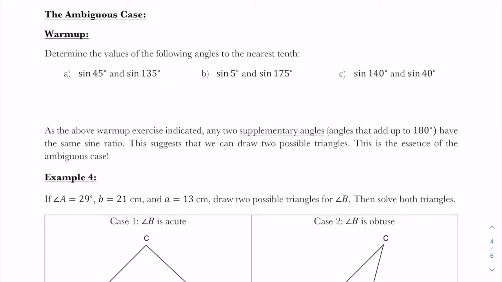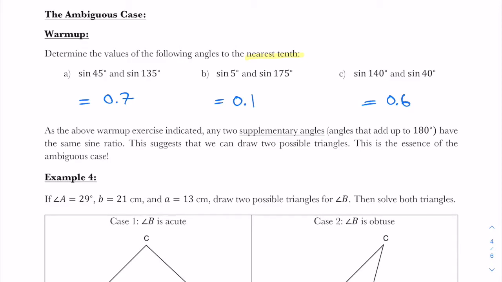So to get started with the ambiguous case, please complete the following warm-up. You can work these out on your calculator. Please pause the video and click play when you're ready to resume. Okay, so here we go. I asked you to determine each of the following to the nearest tenth. That would be 1 decimal place. So sine of 45 and sine of 135 should both give you approximately 0.7. Sine of 5 degrees and sine of 175 should give you both approximately 0.1. And sine of 140 and sine of 40 degrees should give you both approximately 0.6.